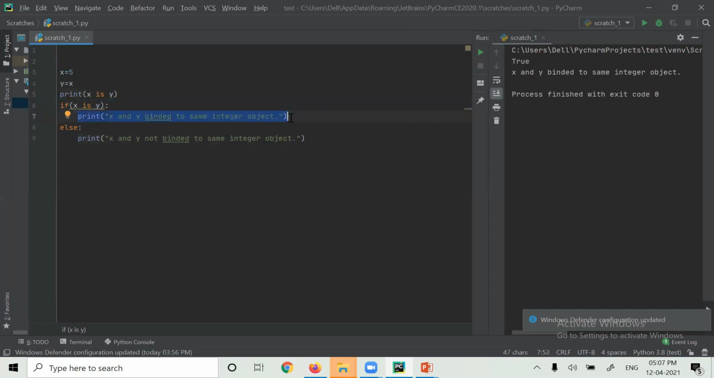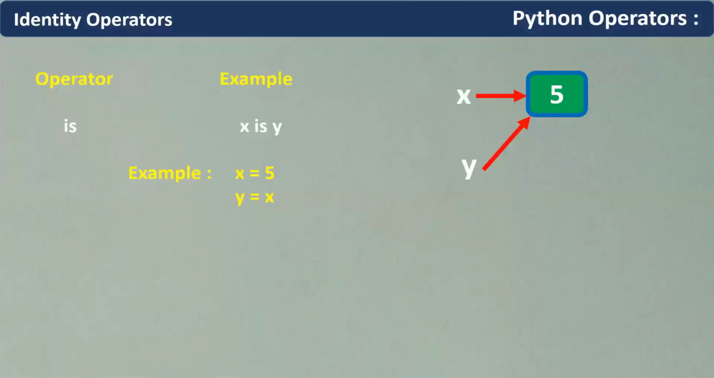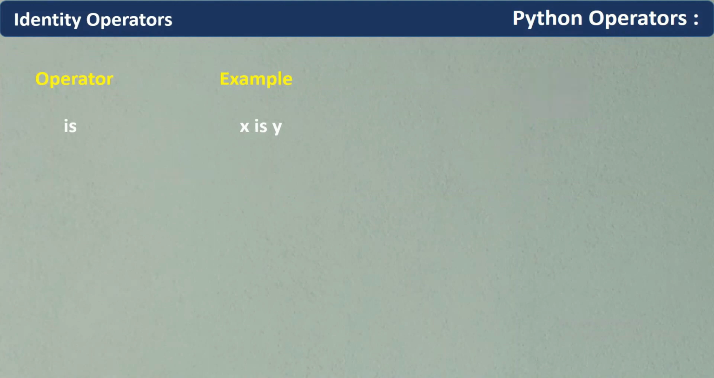Is it clear? So that is the first identity operator. Sometimes there may be a requirement for the negated form, "is not". So when will it return true? It returns true if x and y are not pointing to the same object. That is what you can observe here.